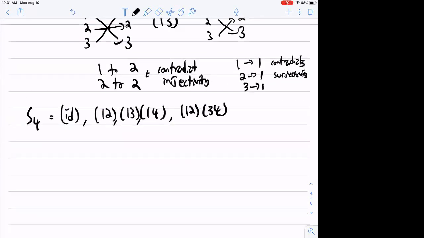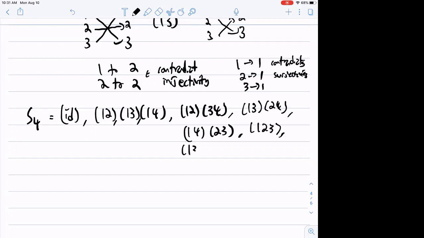You could go 1 to 2, 3 to 4, or 1 to 3, and then 2 to 4. Or you could go 1 to 4, 2 to 3. You can have (1,2,3), (1,3,2). I'm just gonna put dot, dot, dot. And then you can also have (1,2,3) and stuff like this. So it turns out there's 4 factorial of these.